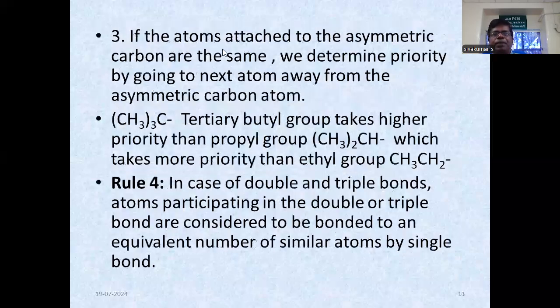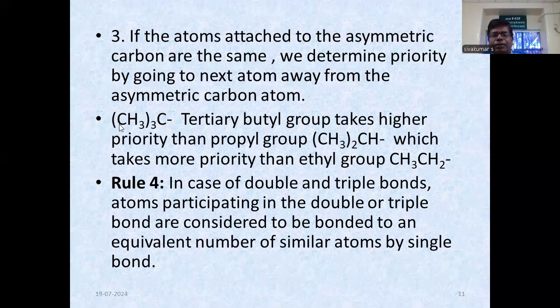Then rule number 3. Now the atoms attached to the asymmetric carbon are the same. Suppose all 4 attached atoms are carbon, then how can we assign priority? We should observe the next atom, that is the neighboring atom, away from the chiral carbon. So we have 3 types of alkyl groups: trimethyl, dimethyl, and ethyl. Among these 3, this is called a tertiary butyl group. The tertiary butyl takes priority over the isopropyl group, which takes priority over the ethyl group.